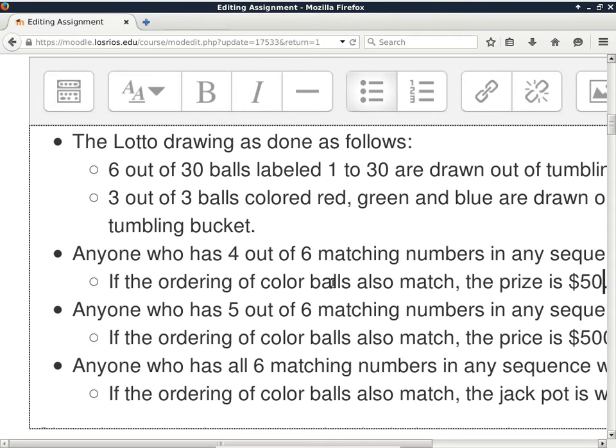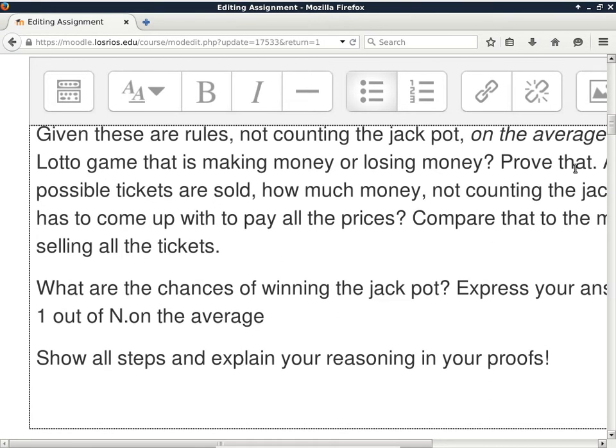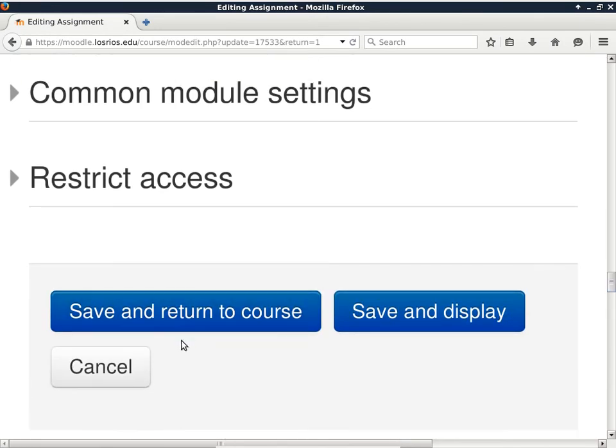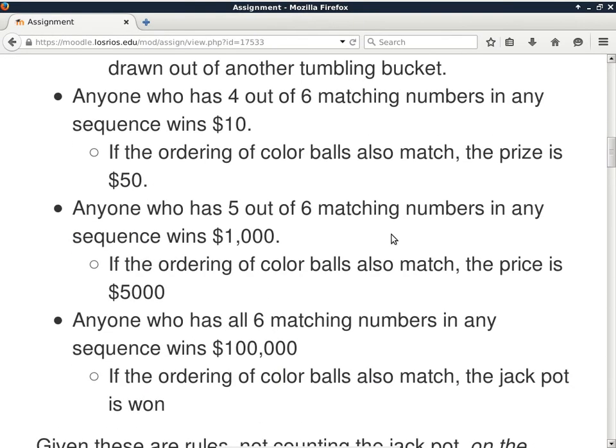So matching this one to 50. Let me save it first. Hold on one second. There we go. All right, so if the ordering of the color balls is also matching, then the prize money increases to $50. It's not $50 in addition to the $10. It is just $50 for that one single ticket.